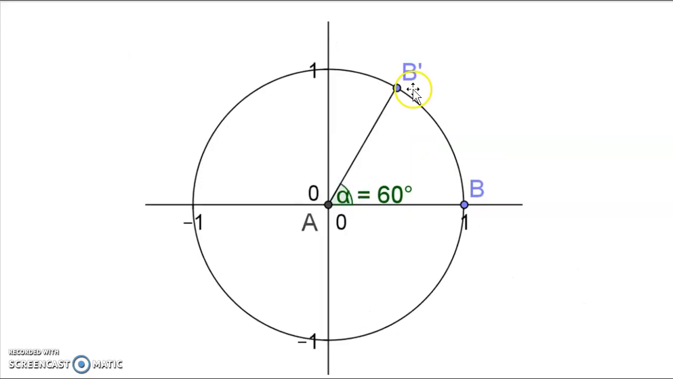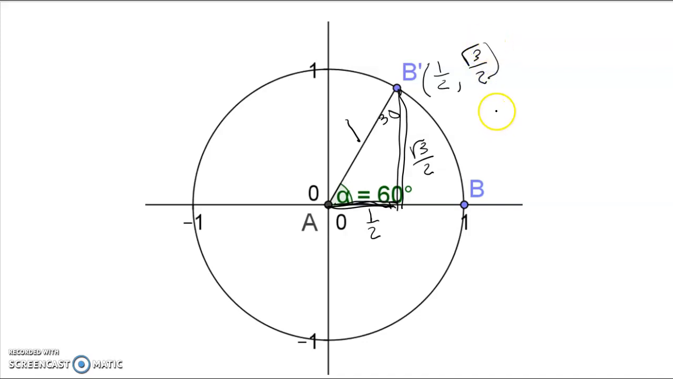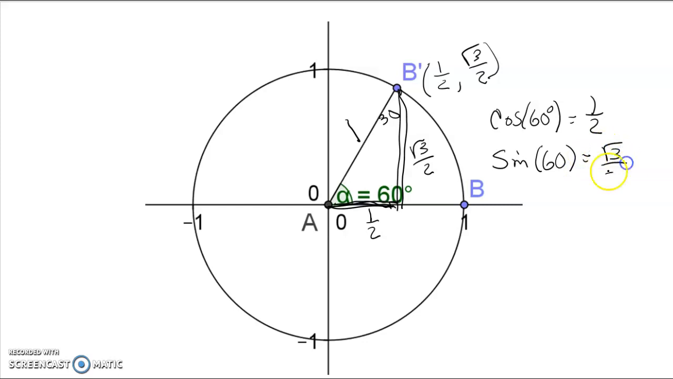Well, let's look at another triangle. Instead of a 30, 60, 90, we can call this a 60, 30, 90. In that case, once again, our hypotenuse is 1, our short leg is a half, and our long leg is root 3 over 2. This horizontal distance would describe the x value, the vertical distance would describe the y value, and there's the location of our point. That means that cosine of 60 degrees is equal to 1/2. Sine of 60 degrees is equal to root 3 over 2.